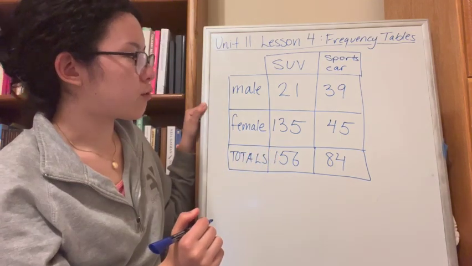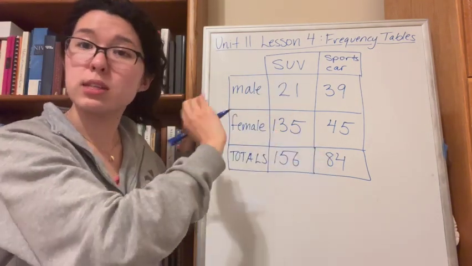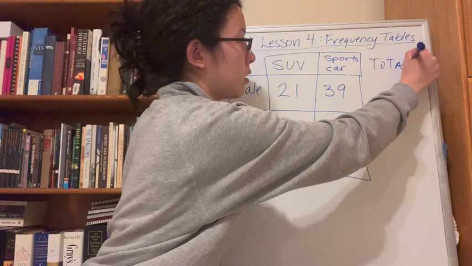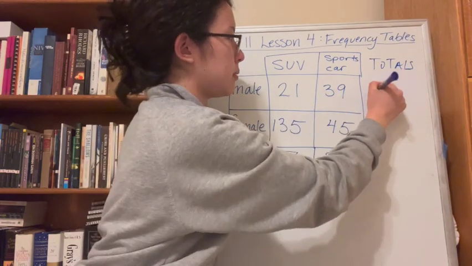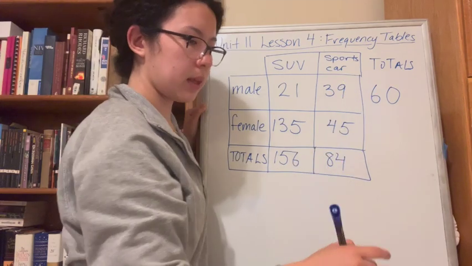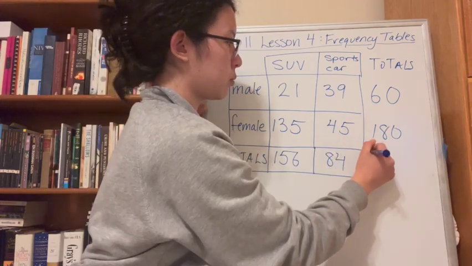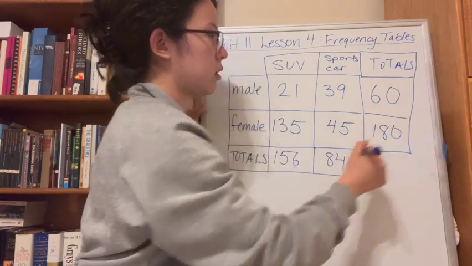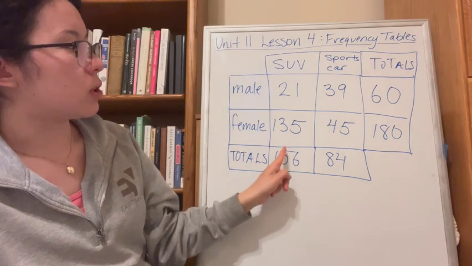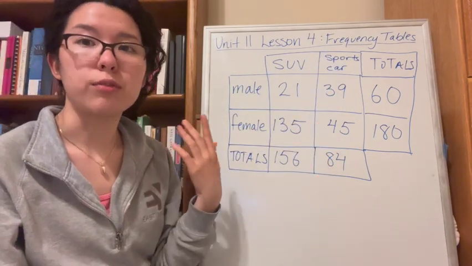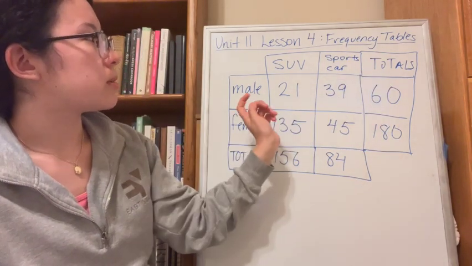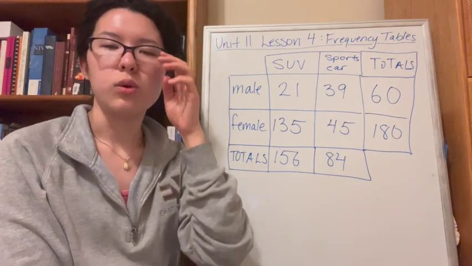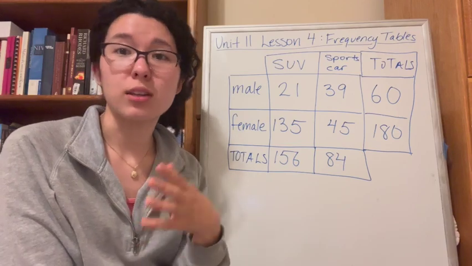I'm now going to do the same thing for my rows. So that was for my columns, and I can do the same thing for my rows. Over here, I can add that 60 people in total were men, and then 180 people in total were women. I can make this third column of totals. So these numbers represent how many people chose SUV and sports car, regardless of their gender. And then these two cells represent how many men answered and how many women answered, regardless of what car they chose. You can see the totals mean different things despite the fact that they're both totals.